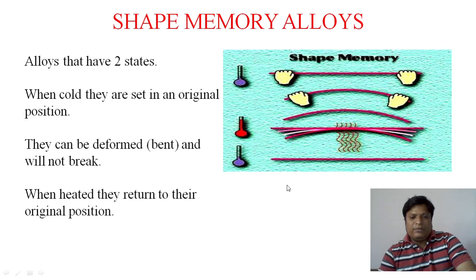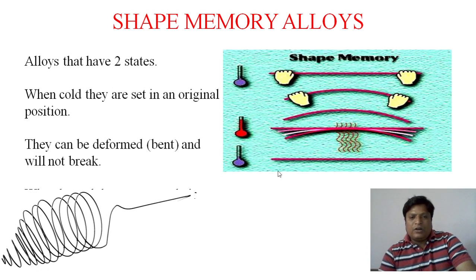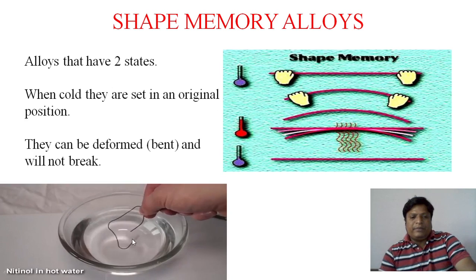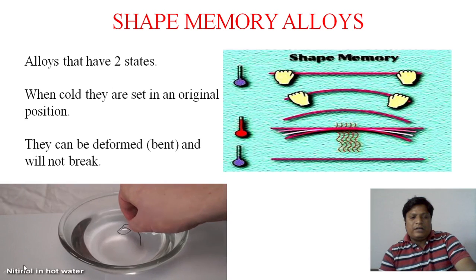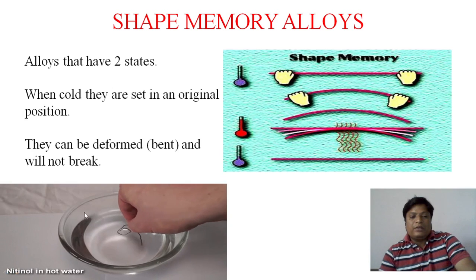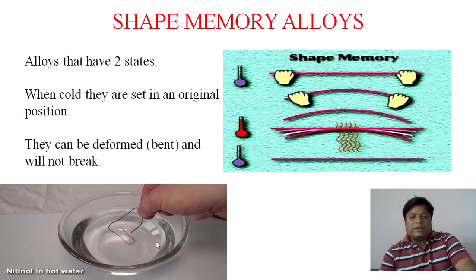I will show an animation so we can observe how the shape memory alloy regains its original position. See, this is a wire. It regains its original position when the temperature increases, sorry, with a temperature difference. This is the pin, and this is the hot water. The wire pin is made of nickel titanium alloy. When dipped into the hot water, it regains its original shape.